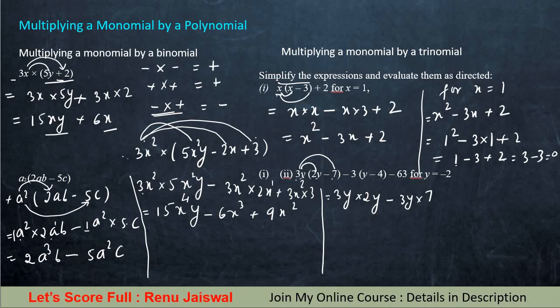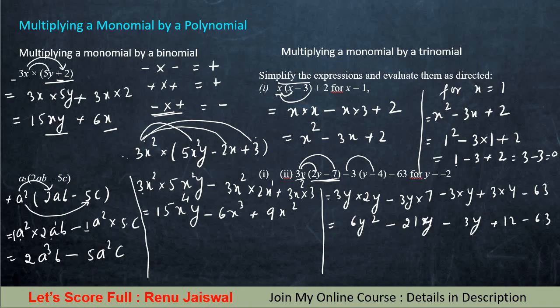Then here minus 3 and y. 3y will get multiplied only till here because it is in the bracket. Then minus 3 into y. Here it is minus 3 and minus 4. As it is the same sign, minus and minus will give me plus. So 3 into 4. At the end there is minus 63. Then 3 2s are 6, simple multiplication. 7 3s are 21y, minus 3y, and then this is y plus 12 minus 63.